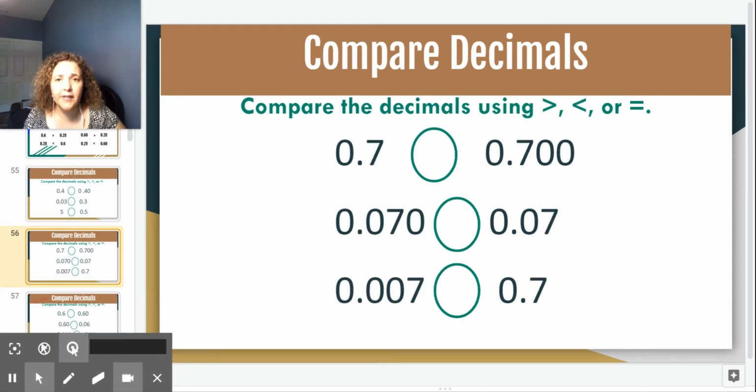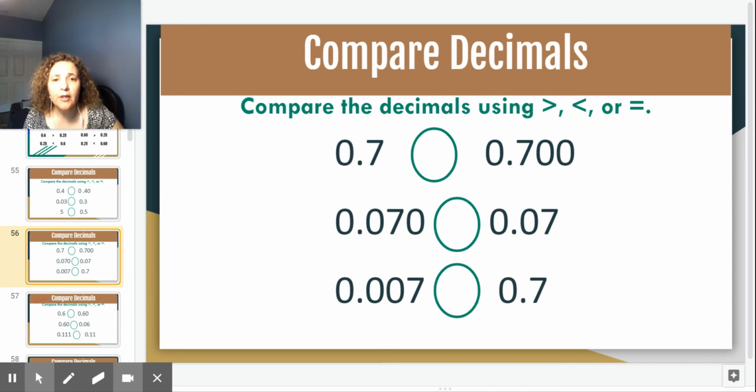All right, let's try some more. Let's compare. So again, I'm going to use my strategy. I'm going to compare my tenths first. My tenths, I have a 7. My tenths, I have a 7. Oh, they must be equal because it doesn't matter. Remember, I learned it doesn't matter. I can add as many zeros as I want.